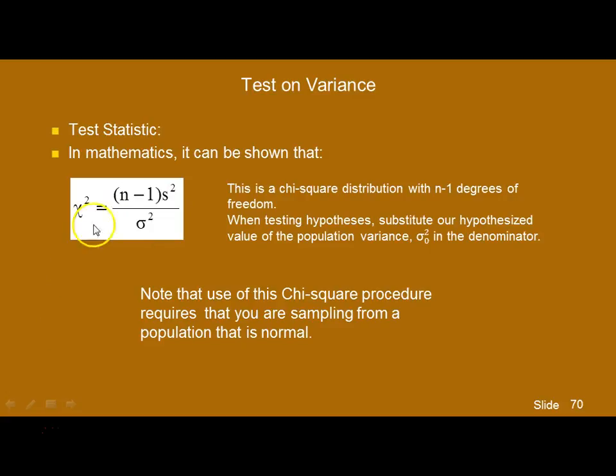We'll go out and take a sample of n items. We'll have to calculate our sample variance, and then put it all in here to get our calculated chi-square value. Then, using the critical value approach, we'll have to compare that calculated chi-square to a critical value off the chi-square table and make our decision. A little note at the bottom here. Technically, this chi-square procedure requires that you're sampling from a normal population.